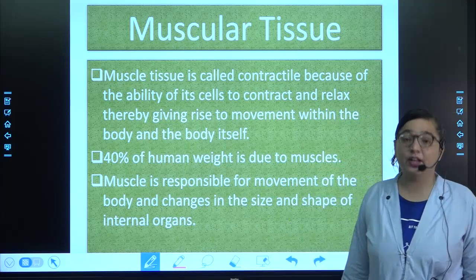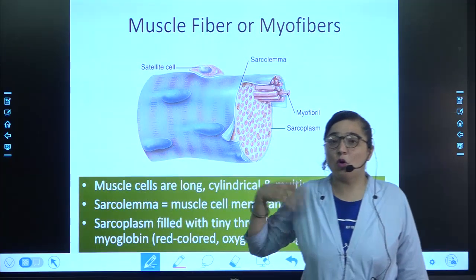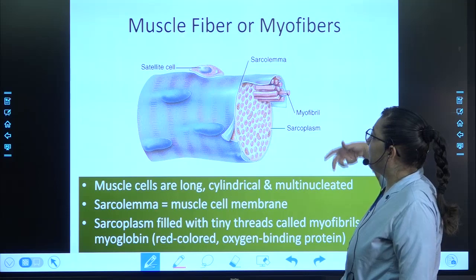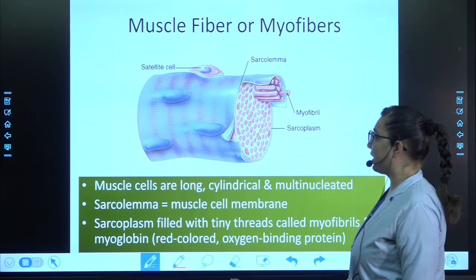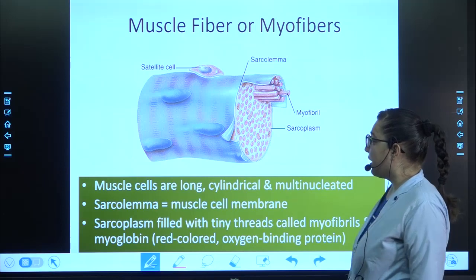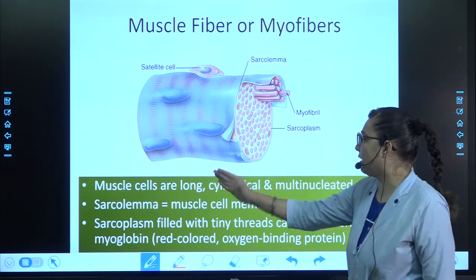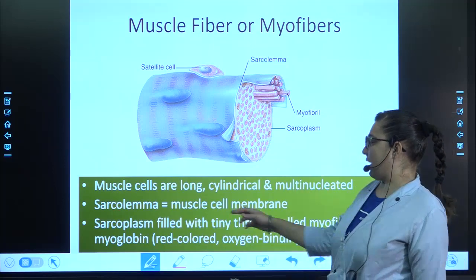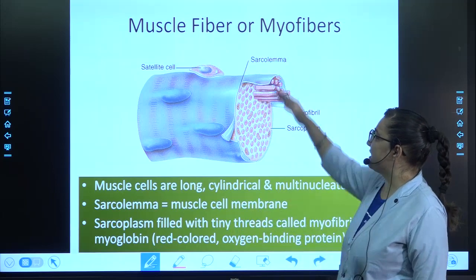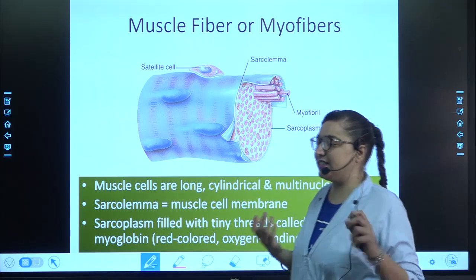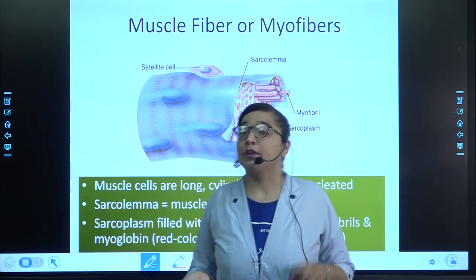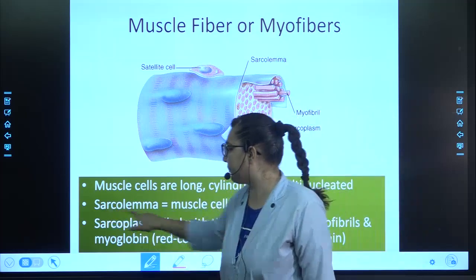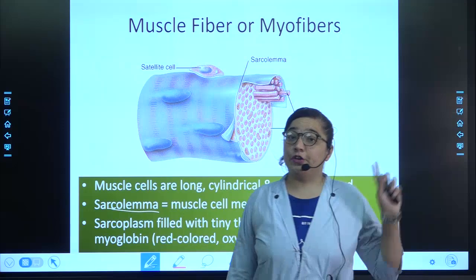Now here we have the next slide, the whole structure of the muscular cell. Here you can see sarcolemma, myofibril and sarcoplasm. These are the three major things. You can see how the muscle cells are. They are long, cylindrical, and there are many nuclei present in them. What is the sarcolemma? That is the muscle cell membrane. Like every cell, it has its plasma membrane. For a neuron, it was called neurolemma, while for a muscle cell, it is called sarcolemma.